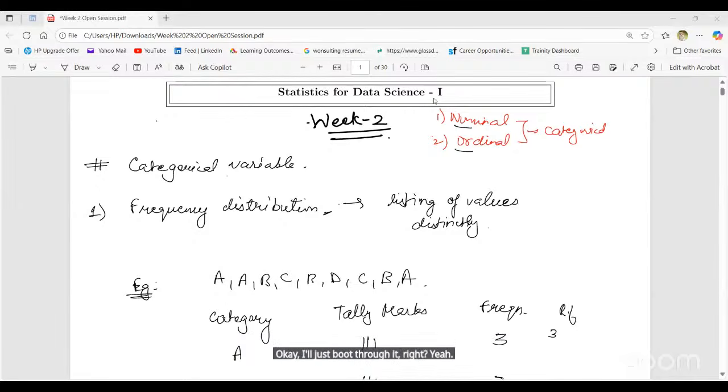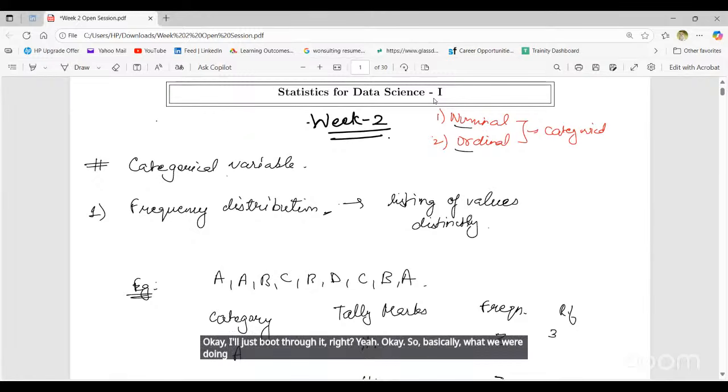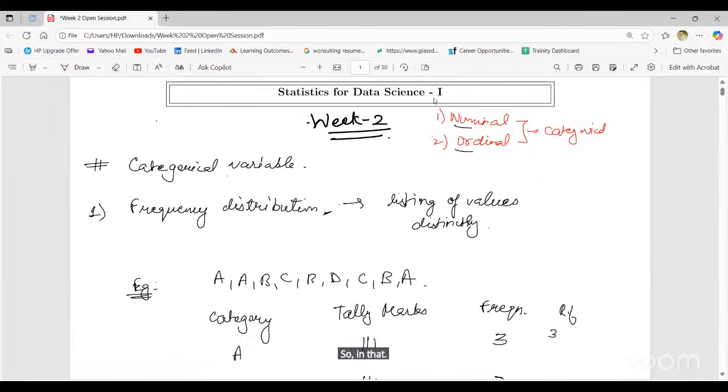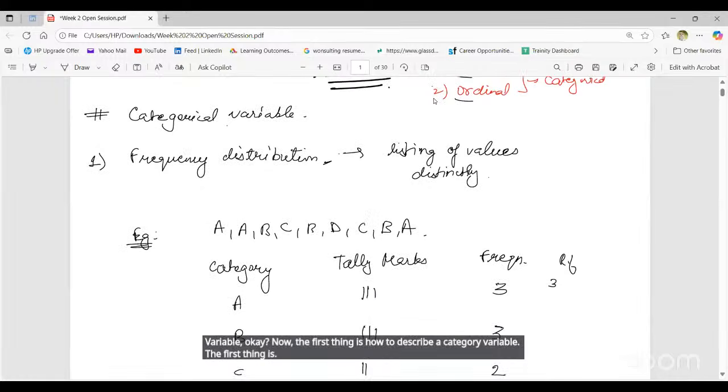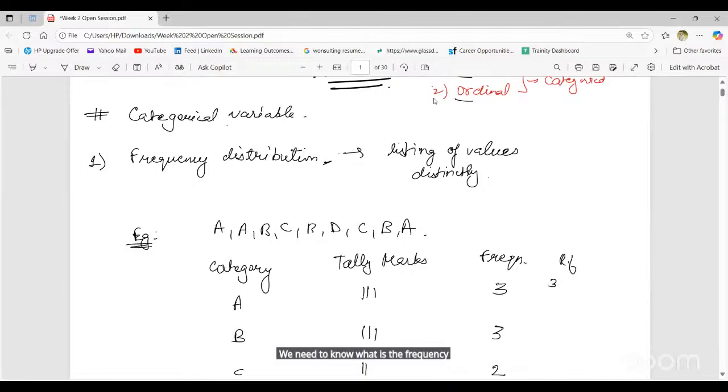Okay. So basically, what we were doing in week 2, we are going to study about the categorical variable. You know that there are 4 scales of measurement: nominal, ordinal, interval, and ratio. In that, nominal and ordinal are the scales of measurement for a categorical variable. Now, the first thing is how to describe a categorical variable. The first thing we need to know is what a frequency distribution is.